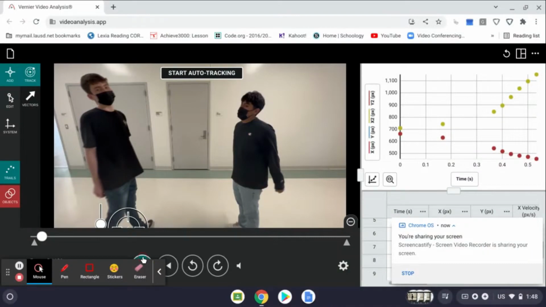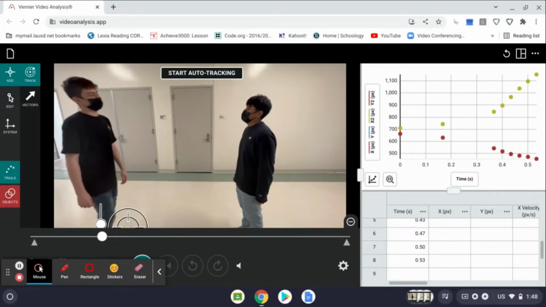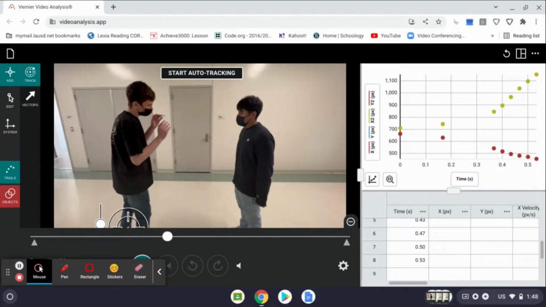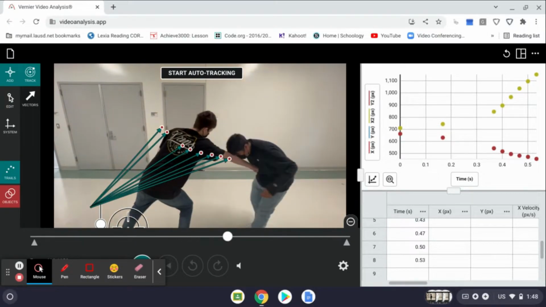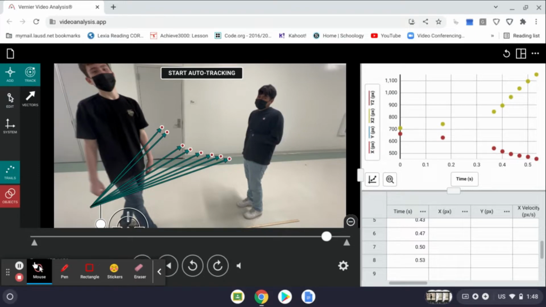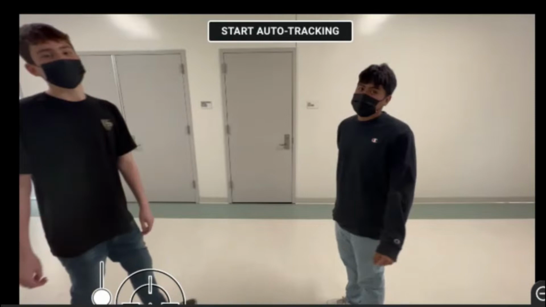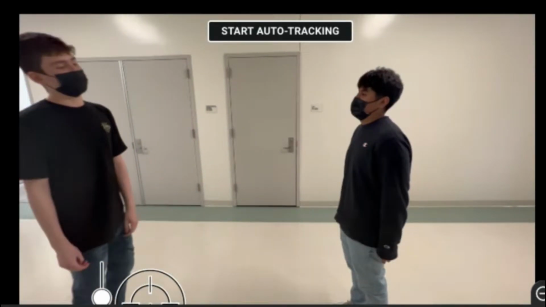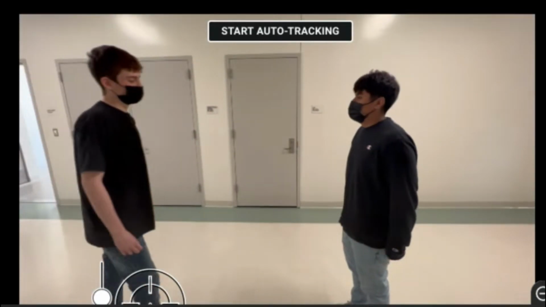The activity we chose to analyze is the physics of a punch. We chose this activity because I'm into MMA and I take MMA classes. There are many reasons why I like doing this activity, but to keep it simple, I just like fighting. Some forces involved with our video of me punching Henry are the strength of my punch, gravity, and air resistance.